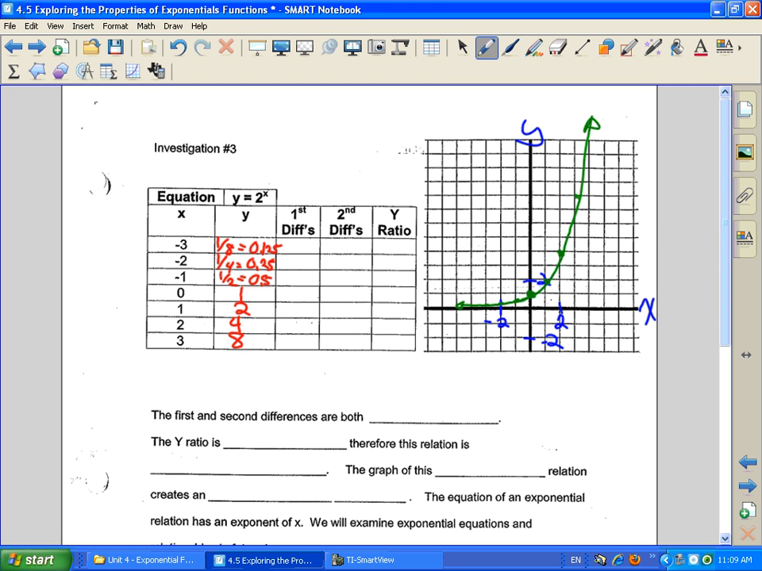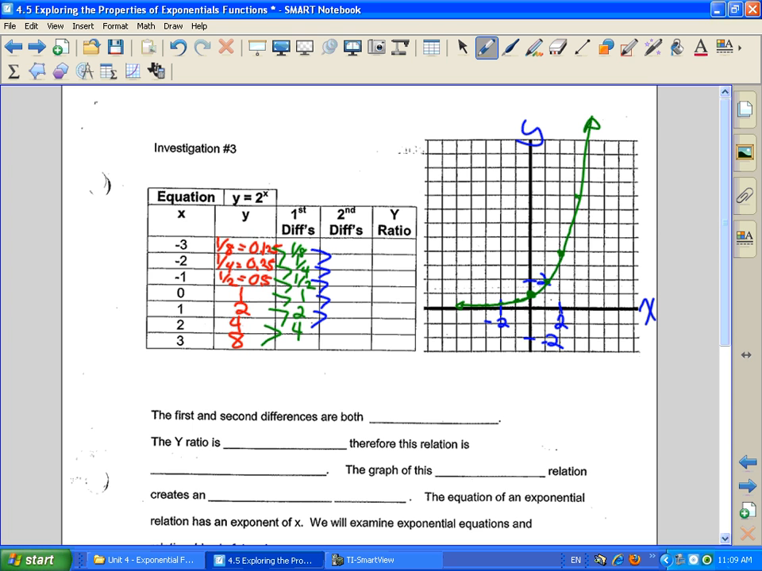Let's do our first differences and our second differences and see what happens here. When we do our first differences, you're going to have 4, 2, 1, 1/2, 1/4, and 1/8. So what do we notice here, folks? It's a similar pattern. It's just shifted up one, right? Now we're going to do the second differences.